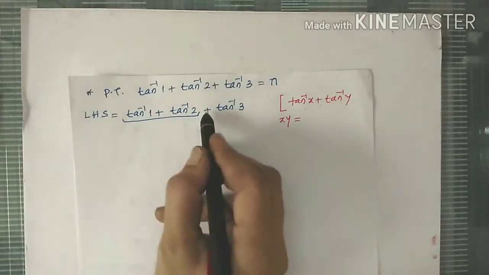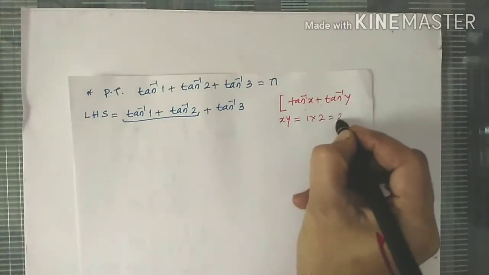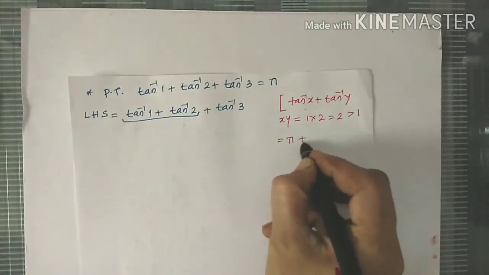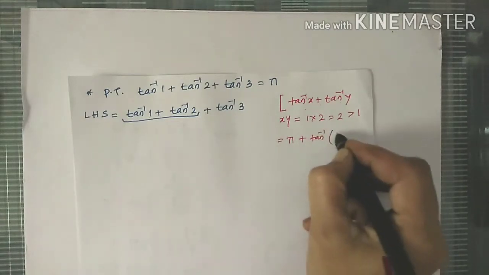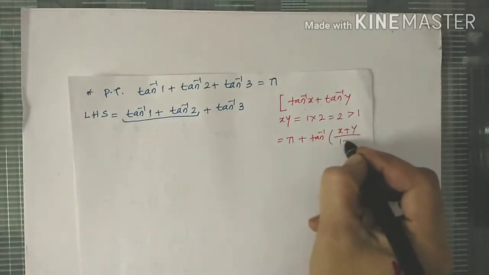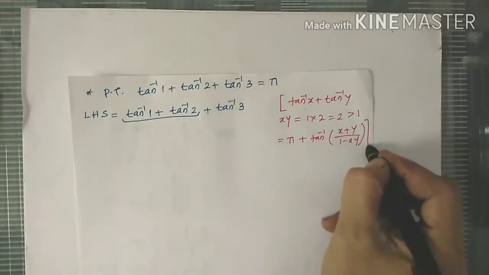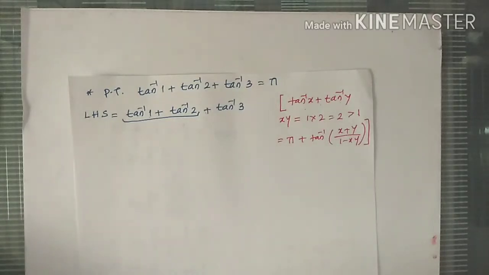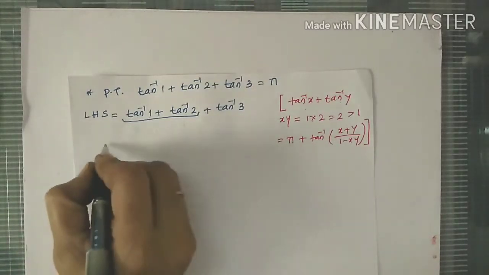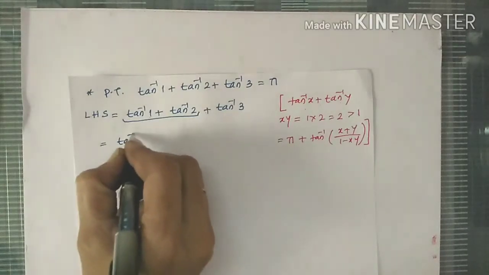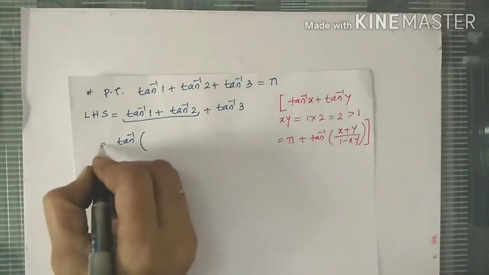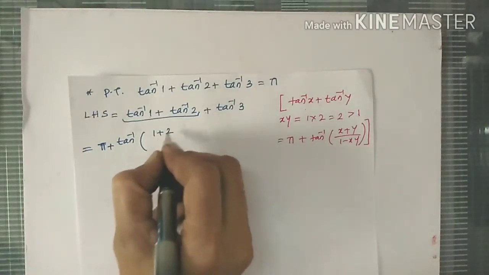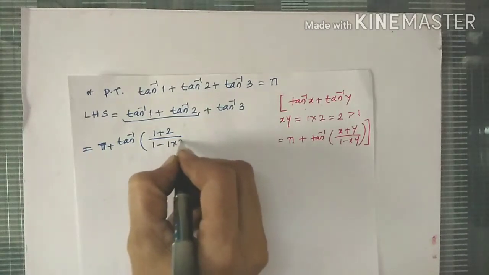Now here xy is 1 into 2, that is 2, which is greater than 1. So the property now is pi plus the term: pi plus tan inverse of (x plus y) upon (1 minus xy). Whenever it is greater than 1, we have to write pi plus and then the same value, tan inverse of (x plus y) upon (1 minus xy). So using the property, I first write pi plus tan inverse of (1 plus 2) divided by (1 minus 1 into 2).